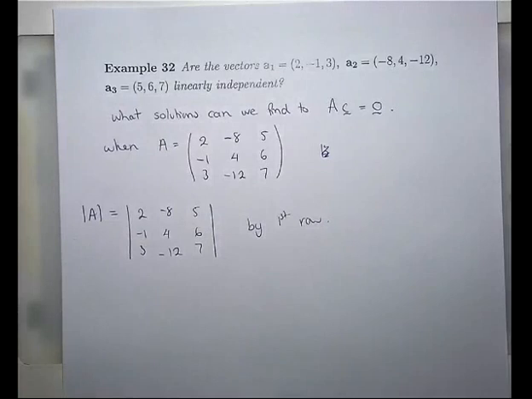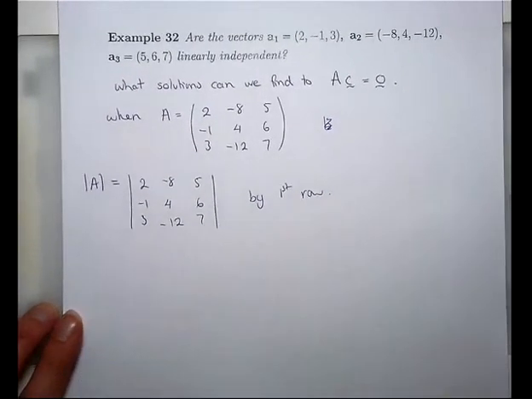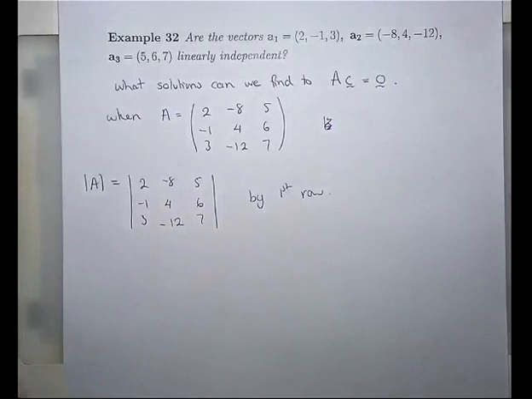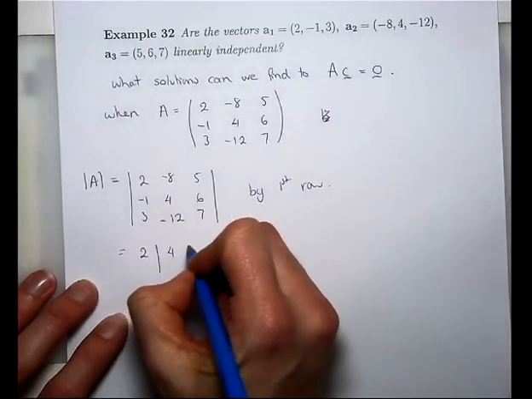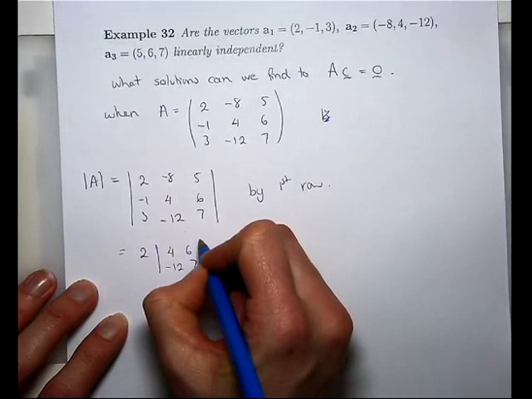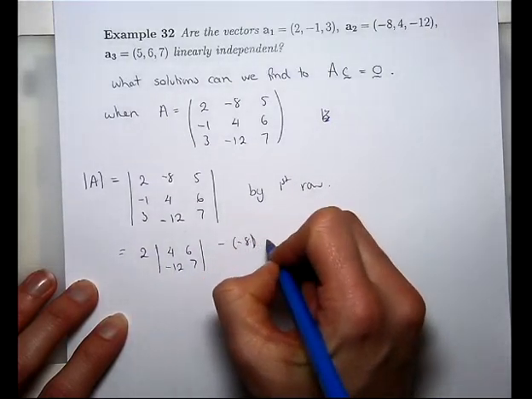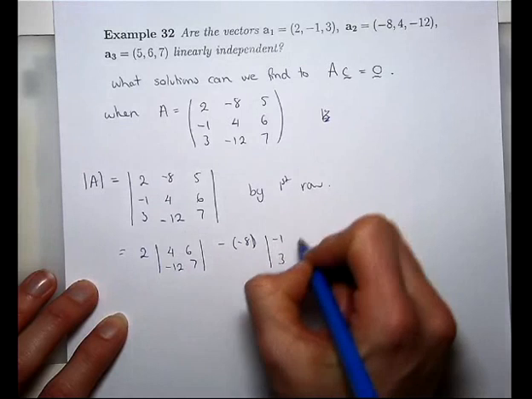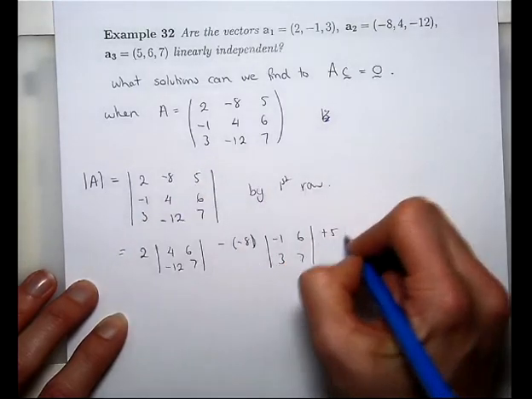And remember I said when you're doing determinants, write this out because it's going to help you and it helps us as well when we're marking stuff, to know which way you did it. So plus, minus 8, plus, minus, plus.